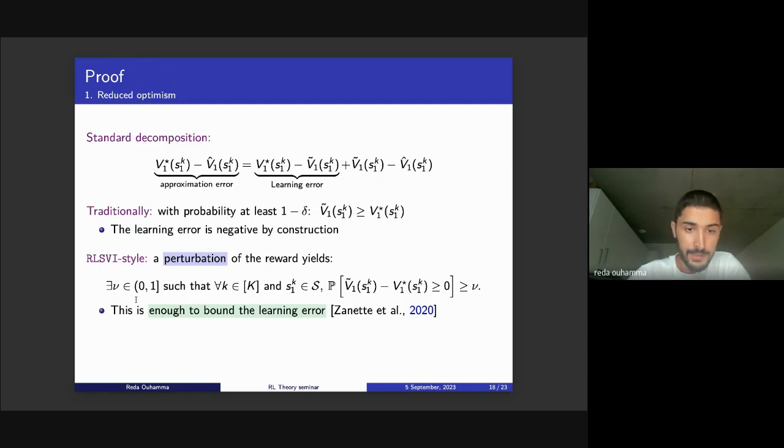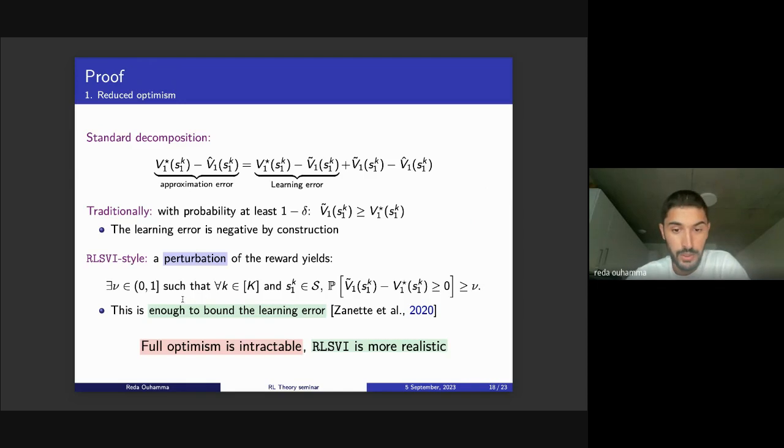And basically, in this style of algorithms, we can show that this constant probability is enough to bound the learning error. And this was first done by Zanette et al. in 2020, who obtained a frequentist regret bound for this RLSVI. Okay, so just the takeaway: full optimism sometimes is intractable. RLSVI can be more realistic under the proper assumptions.